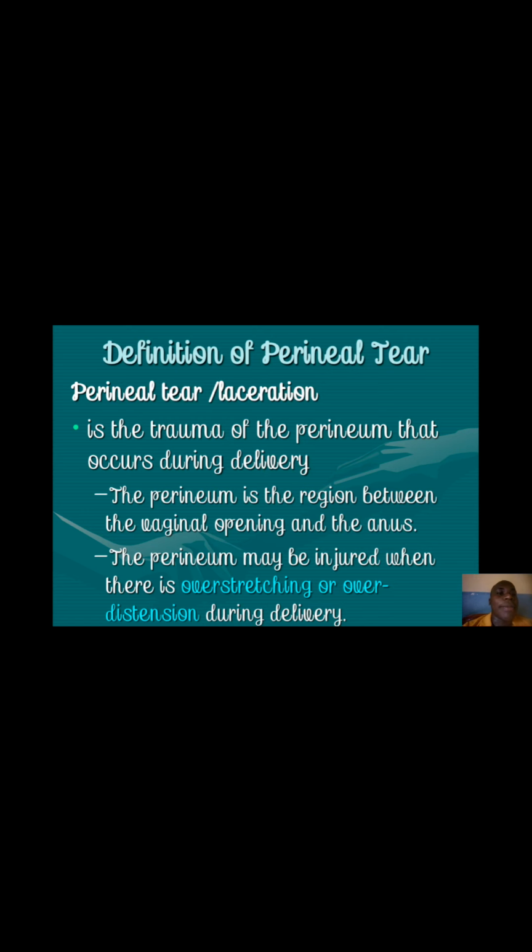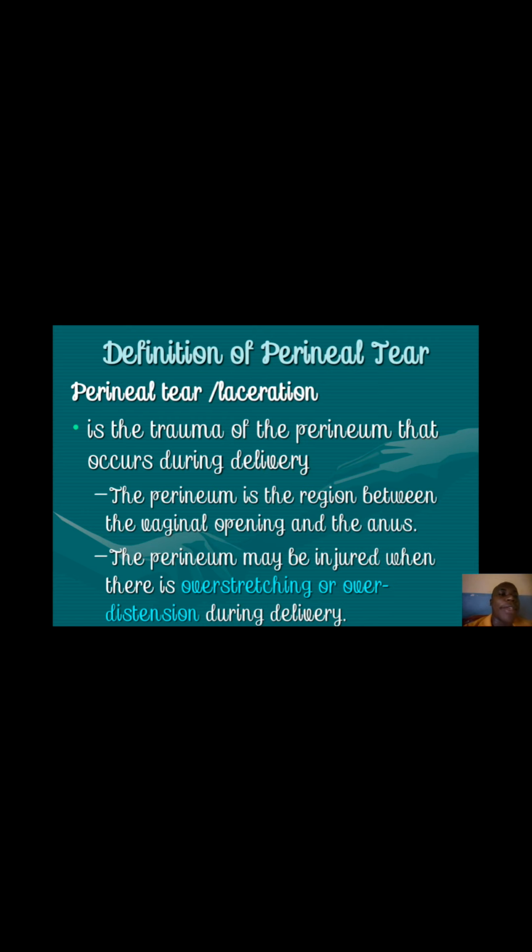And the perineum is the region between the vaginal opening and the anus. Kwa ni area iliyopo katikati ya vaginal orifice and the anus. Pale katikati ndio the perineum. Ukisema perineum ni zile tunasema kwamba ni uvungu wa anus and the vagina. So that is a perineum. So mama anaweza kuchanika wakati anajifungua.